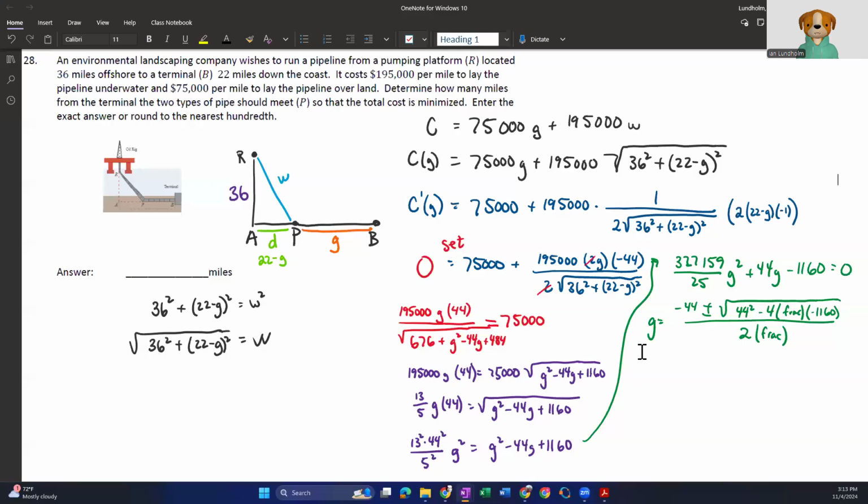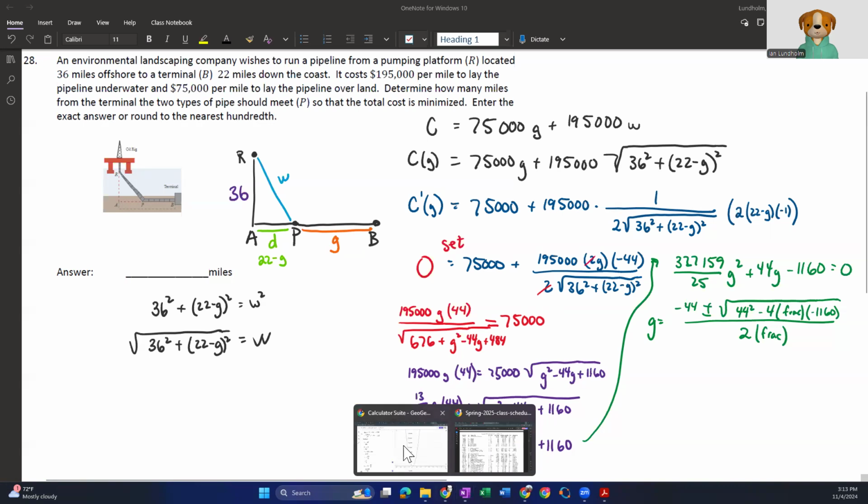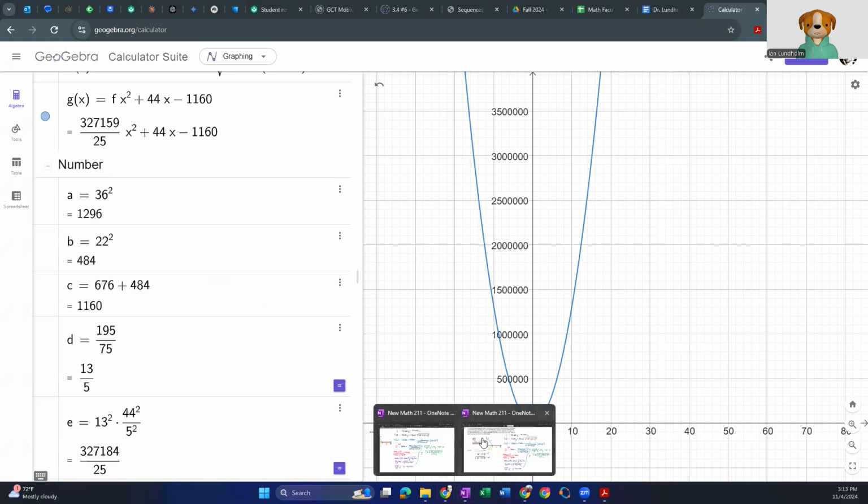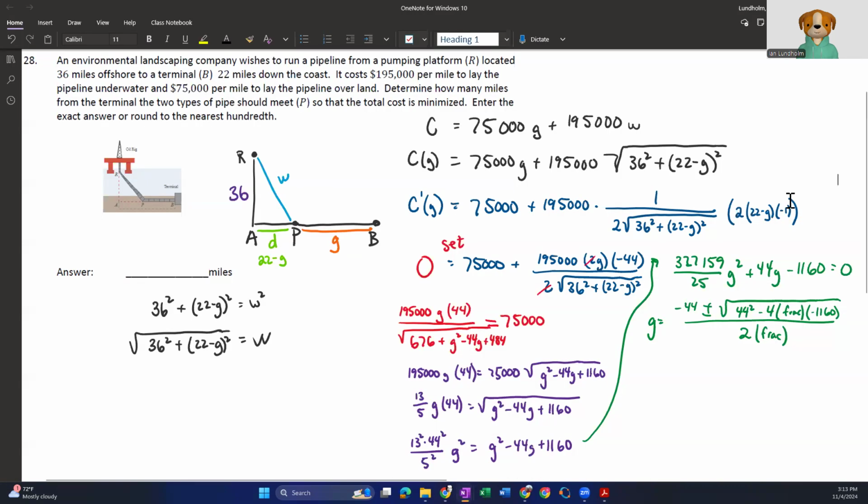Okay, after some looking, I figured out one of my mistakes was when I put 36 squared into the calculator, it was actually 26 squared. So I need to go back here and change this. That is actually 1,296. And I need to go back here and fix everything. Maybe I should just re-record all of this, but good grief, I don't want to.